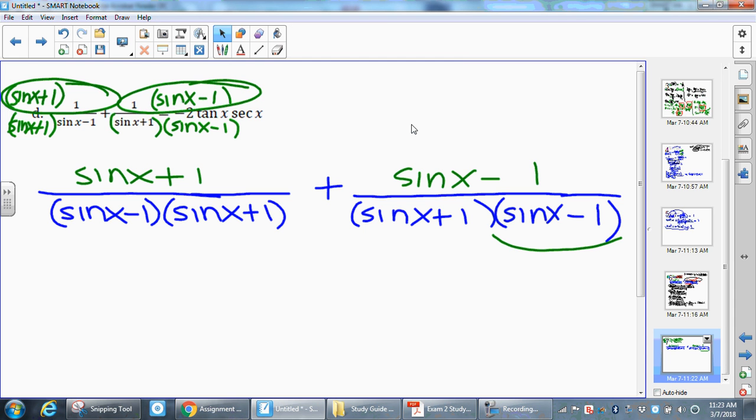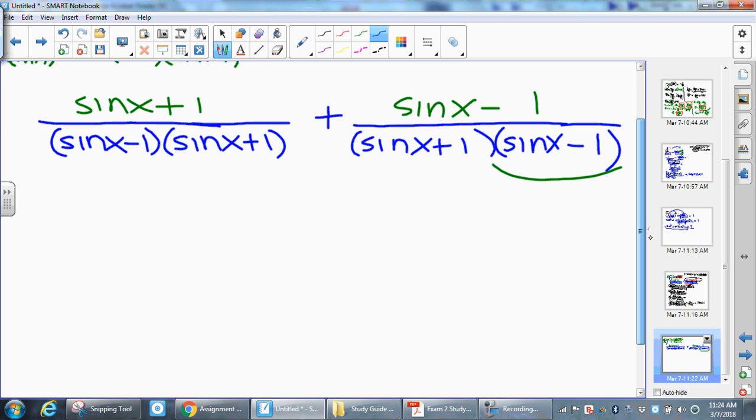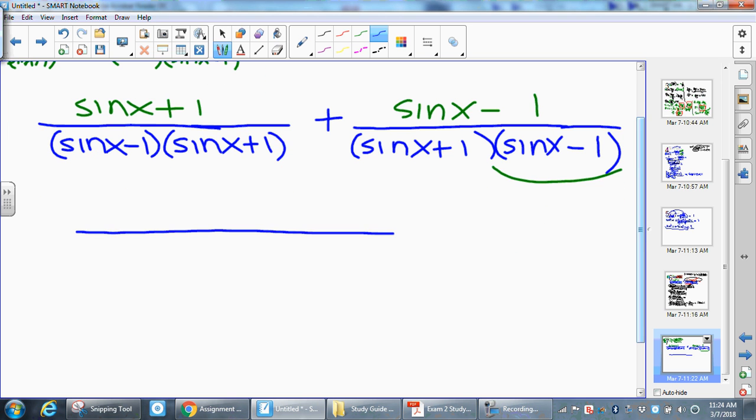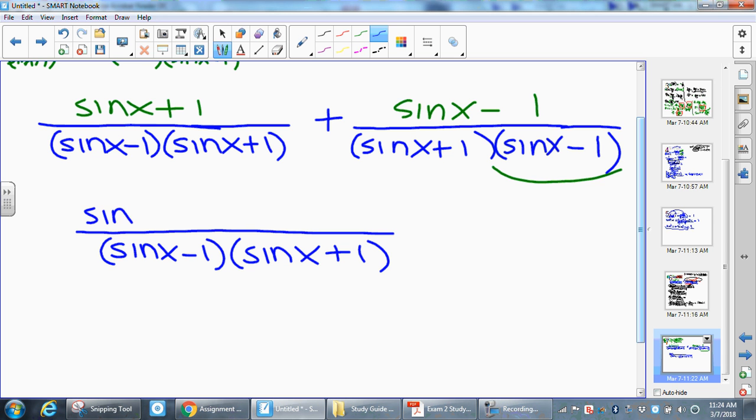Okay, now someone else who has not answered, what do we do next, since they have the same denominator? We put them together. So sine x minus 1 times sine x plus 1. We put everything in that is with the green marker together. So sine x plus 1 plus sine x minus 1.